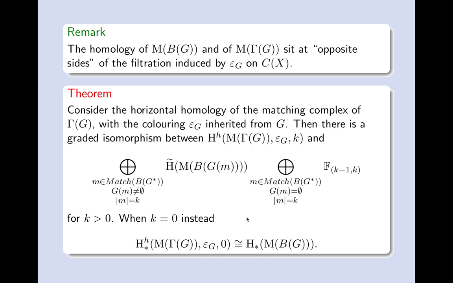When k instead is equal to 0, it follows from what we said before, that the homology of the matching complex of the Tait graph with this bicoloring in coloring degree 0 is just the homology of the matching complex of the barycentric subdivision of G.